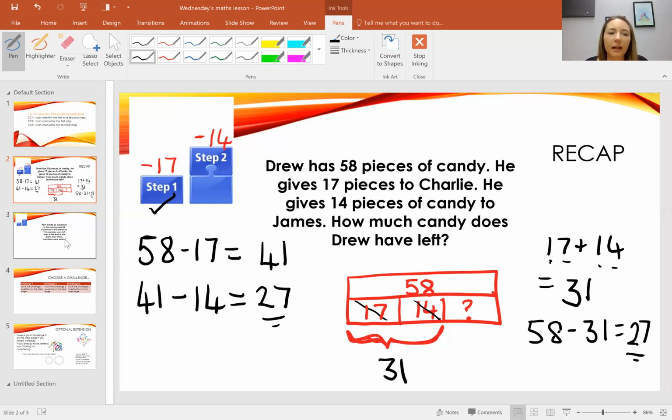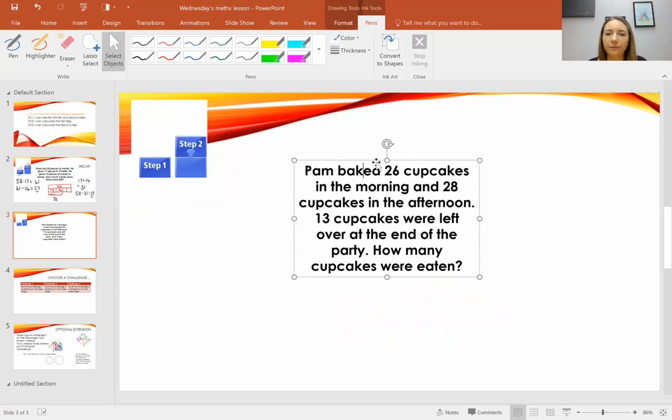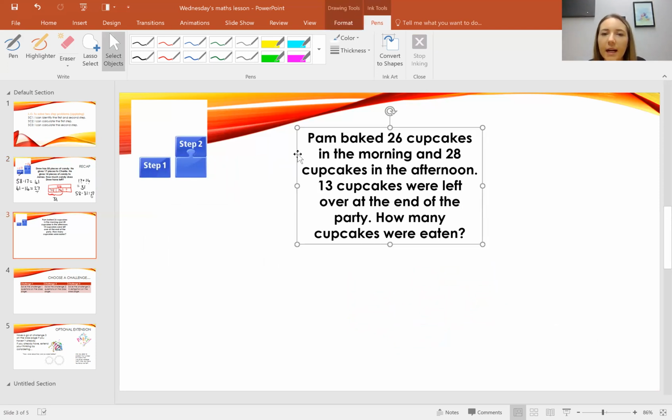Okay, let's have a go at one more together. Here is a two-step problem. Pam baked 26 cupcakes in the morning and 28 cupcakes in the afternoon. 13 cupcakes were left over at the end of the party. How many cupcakes were eaten? I'd like you to pause the video now, find out what the two steps are, and then have a go at solving the problem. Off you go.